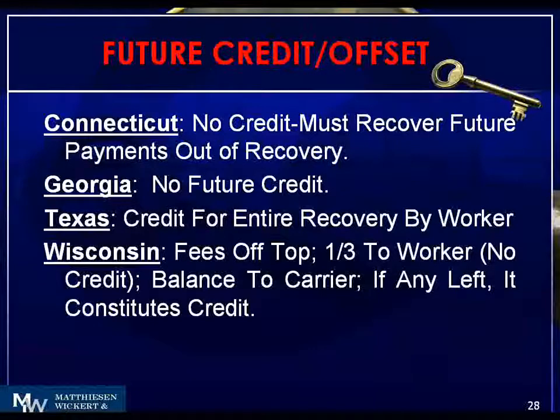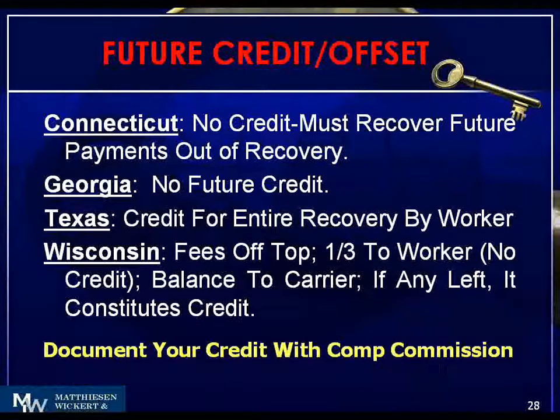And in Wisconsin, the formula says fees come off the top, 1/3 goes to the worker, which doesn't constitute a credit. The balance goes to the carrier, and if there's any left, it constitutes a credit and goes to the plaintiff. It's important to document your credit with the commission. Again, I'm going to refer you to the website. There's an article, a chart entitled Documenting Workers' Compensation Statutory Future Credits in All 50 States. It's very important that you visit this.